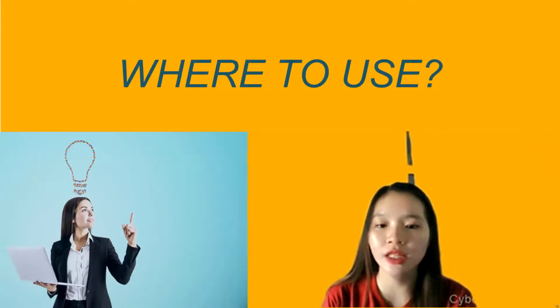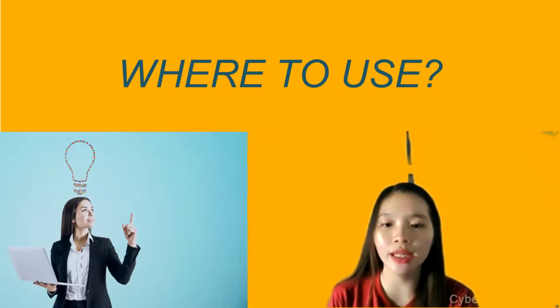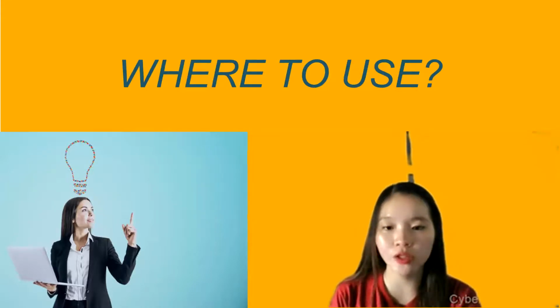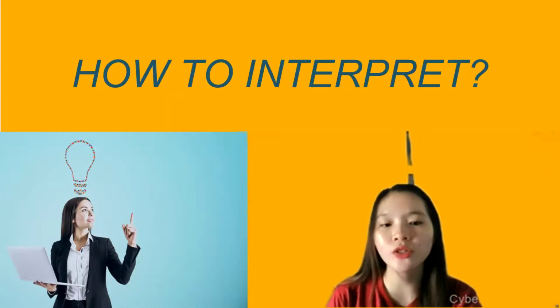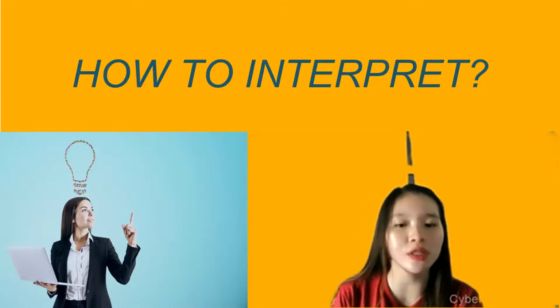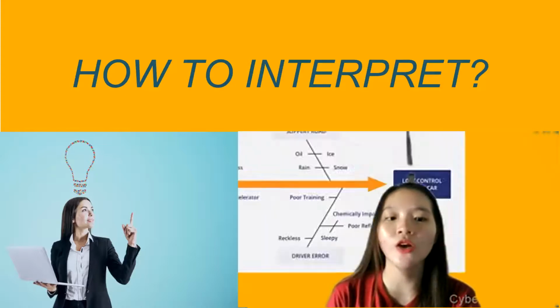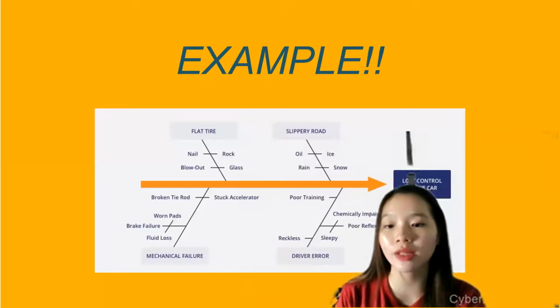The chief application of the cause and effect diagram is for the orderly arrangement of theories about the causes of the observed quality problem that the team is assigned to resolve. And then how to interpret it. Its main value is to serve as a vehicle for producing, in a very focused manner, a list of all known or suspected causes which potentially contribute to the observed effect. Okay, now this is the example of cause and effect diagram.